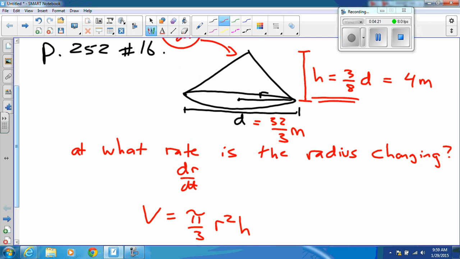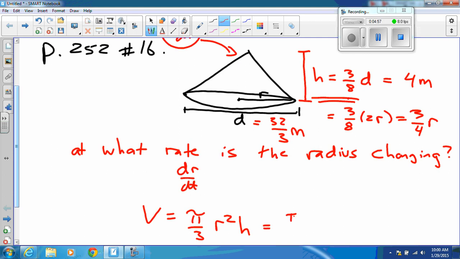So instead, I'm going to need to substitute my variables away. Since I'm looking for dr/dt here, I'm going to substitute for the variable that I don't know, h. What do I know about h? I know that h is 3/8 of the diameter. And the diameter, what is the diameter in terms of the radius? 2 times the radius. So that my height is 3/4 of my radius. Good? Yep.